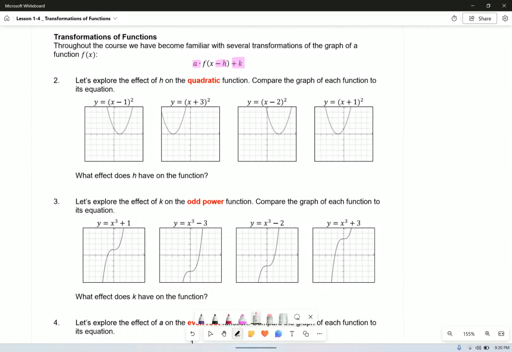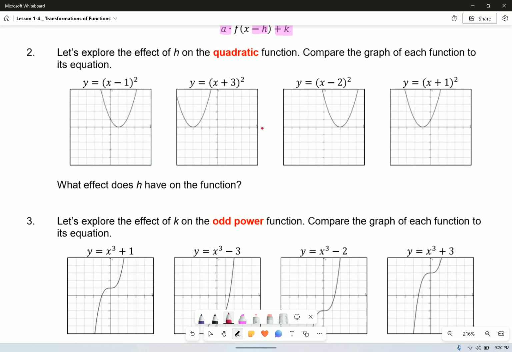So notice the graph is no longer centered. What did it do? It seems to have moved to the right 1 unit, okay? So I'm going to put R1 just to make it easier. Over here, it seems that this went left 3. Notice this one went right 2. And this one went left 1.